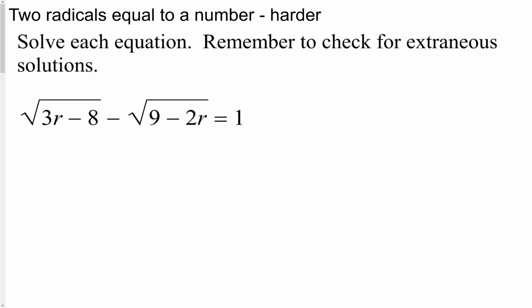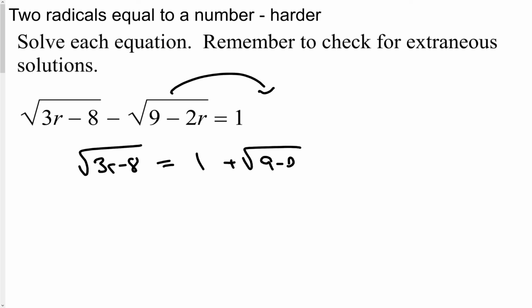Last one, a little bit harder. Now instead of just having one term underneath the radical, we have a binomial radical expression for both terms. So we have the square root of 3r minus 8. I'm just going to take this one and add it to both sides. So we get 1 plus the square root of 9 minus 2r.